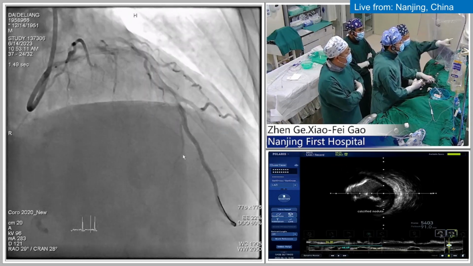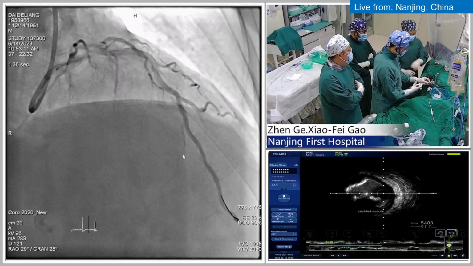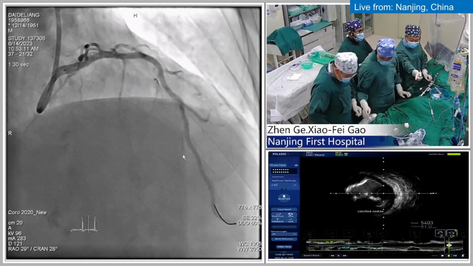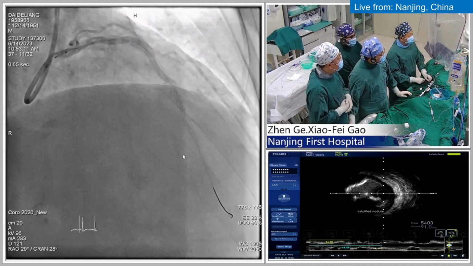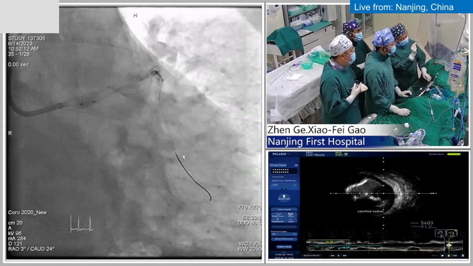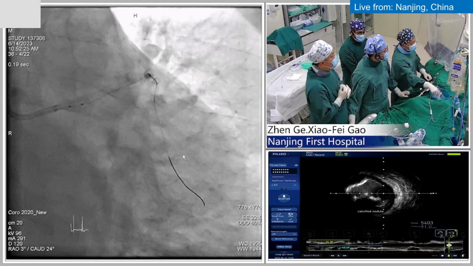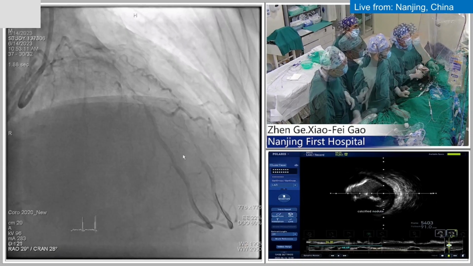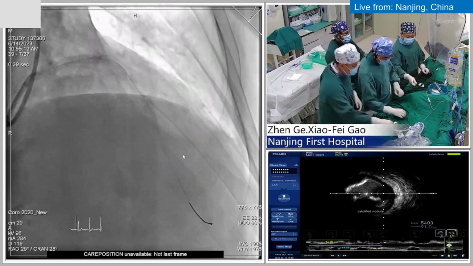Looks very good. Yes, it's a portal balloon designed by Doctor Shang Chen. So the one designed by him, which company is manufacturing it? A Chinese company. Excellent. Yes, it's a very short balloon, about 6 millimeter. Excellent, for the bifurcation. Looks all right. I want to check IVUS finally.